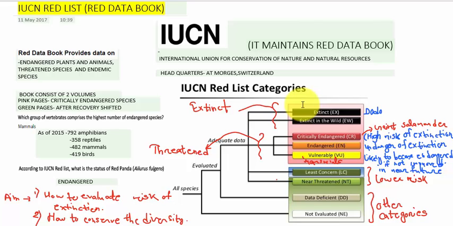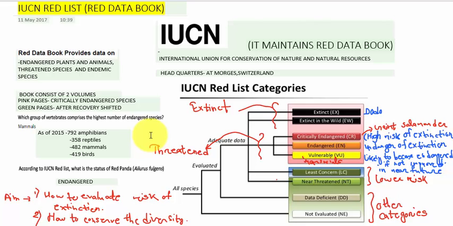So one question is there: which group of vertebrates comprises the highest number of endangered species? It is a question from CSIR. So the answer is mammals. As of 2015, you can see 792 amphibians were endangered, 358 reptiles were declared endangered, 482 mammals were endangered, and 419 birds were endangered.